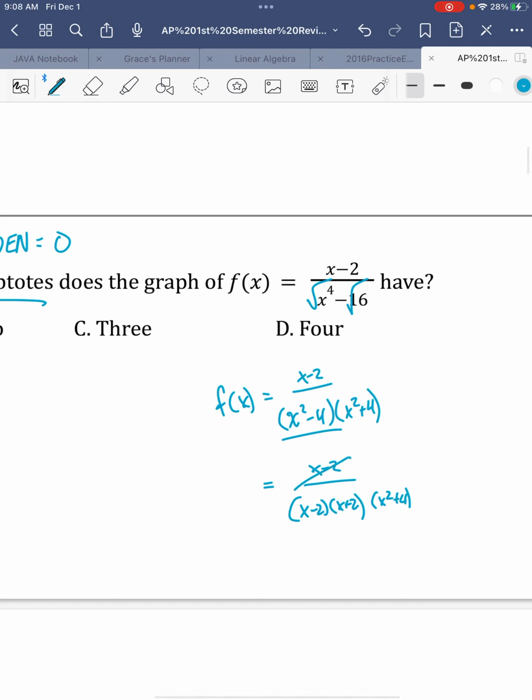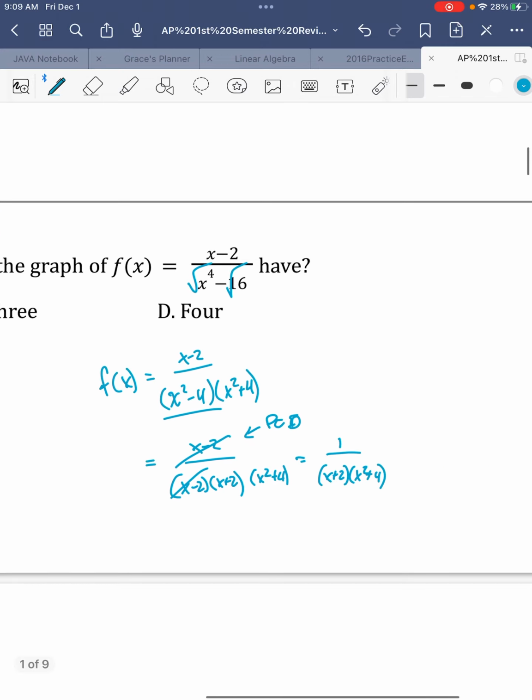All right, well then the x minus 2's would cancel, so that's gone. So we're left with x plus 2 and x squared plus 4 for our denominator. This part that cancels is where we get what's called a point of discontinuity or a hole in our graph.